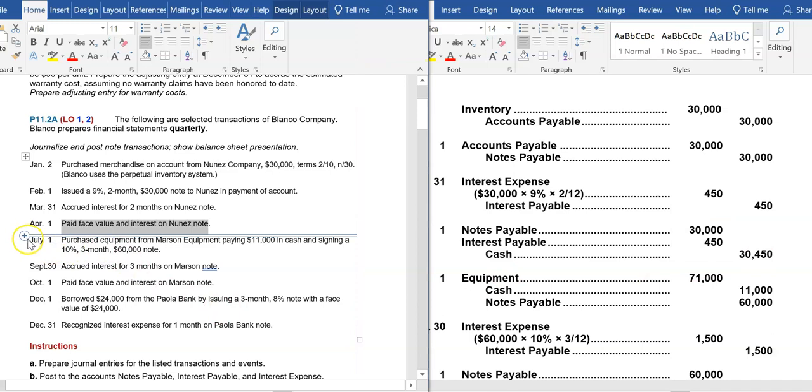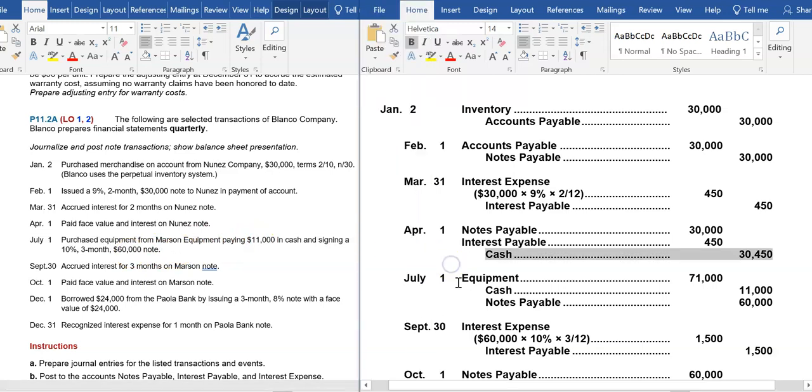The next thing that occurred is on July 1st, purchased equipment from an equipment company, paying $11,000 in cash, and signing a 10% 3-month $60,000 note. Bought equipment for a total of $71,000, 11 in cash, and signed a note for $60,000. We will debit the equipment account for $71,000, credit cash for the $11,000 paid, and record the liability, the notes payable of $60,000.